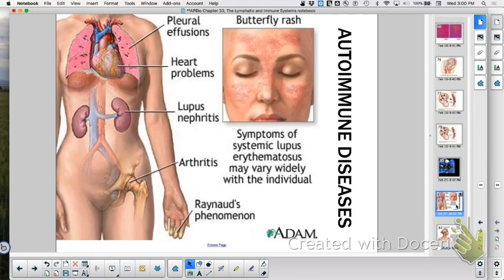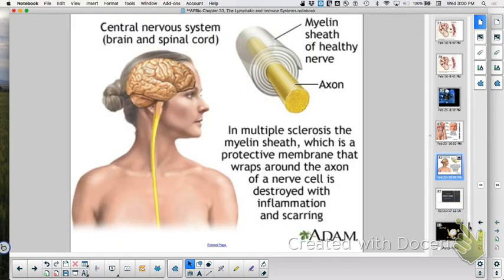We talked about other autoimmune diseases where you attack your joints or your kidneys or your heart, and that is all lupus. Most people who have lupus just experience it in their joints, but people who get it really bad have their kidneys and their heart attacked. In multiple sclerosis, you're attacking the very linings and the insulation of all your neurons, so that's really bad.